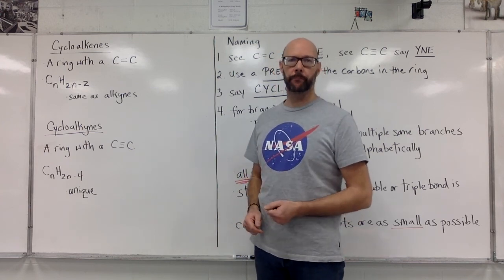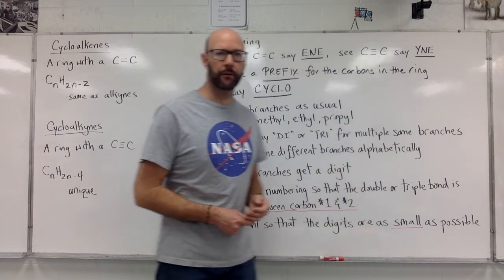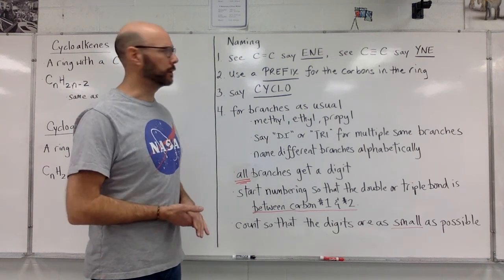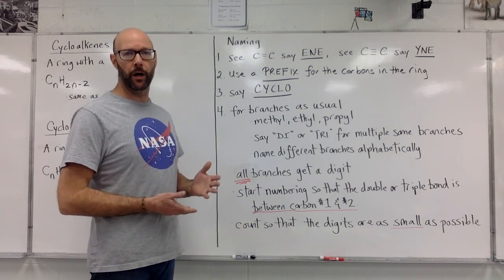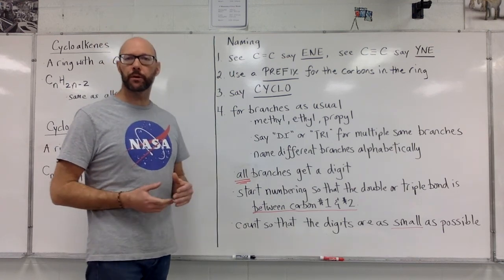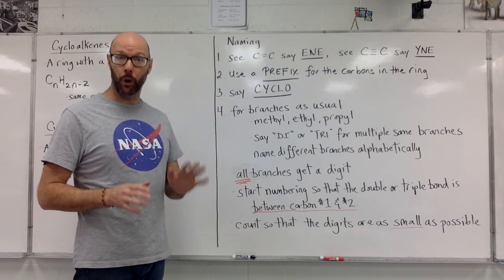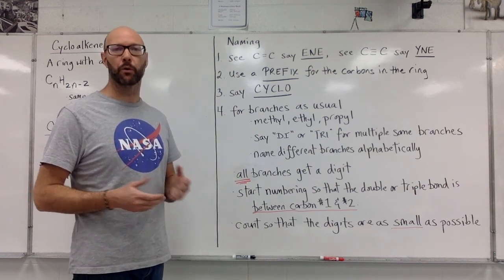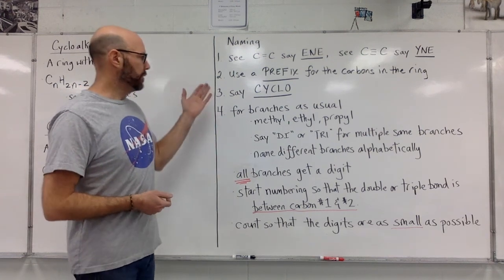CnH2n minus 4. Like alkenes and alkynes, we can basically follow the same set of rules for naming these cycloalkenes and cycloalkynes. It starts off very similar. If we see a double bond, the name is going to end with -ene. A triple bond, it will end with -yne. Then we'll use a prefix for the number of carbons in the ring. Prop, but, pent, hex, hept, oct. Non, dec. We're not going to get non or dec. Just 3 through 8, basically. Then we're going to add cyclo.